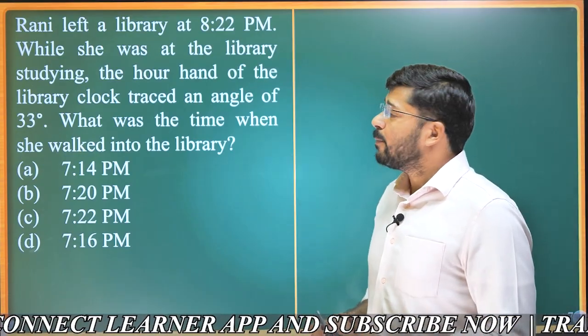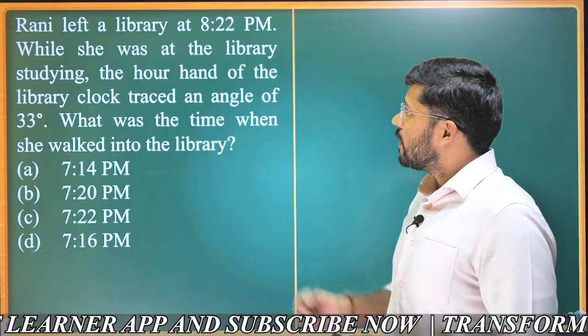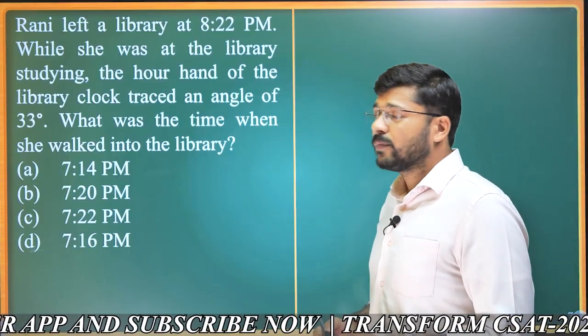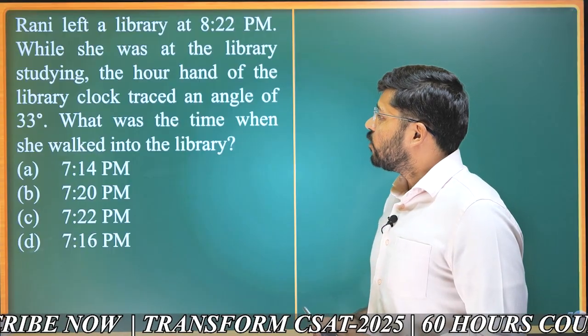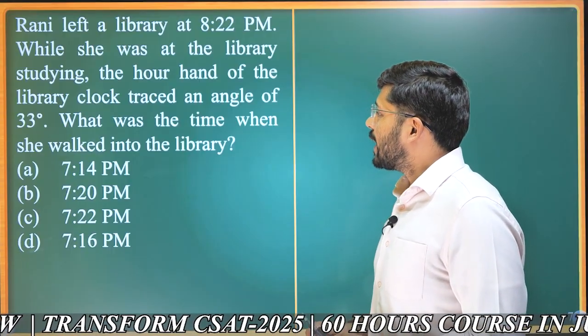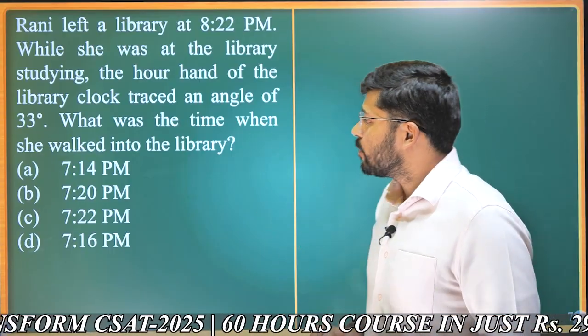Rani left the library at 8:22 p.m. While she was at the library studying, the hour hand of the library clock traced an angle of 33 degree. What was the time when she walked into the library?